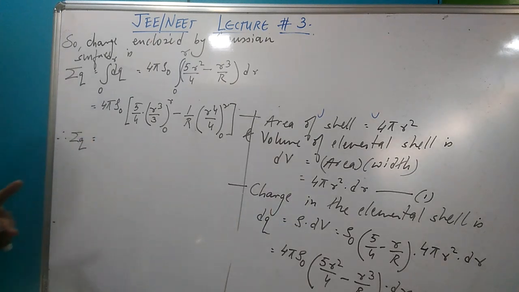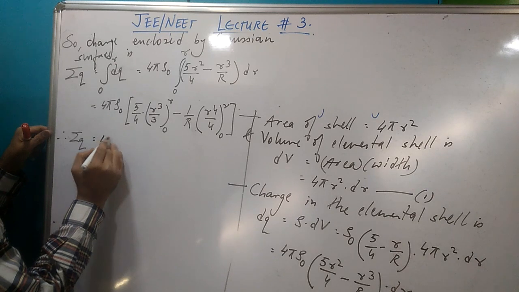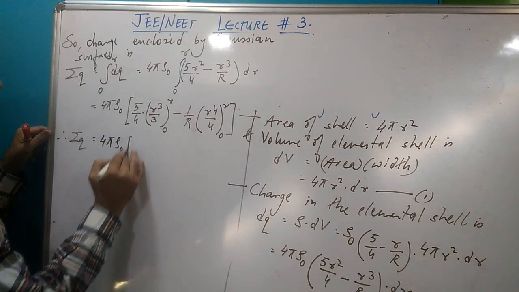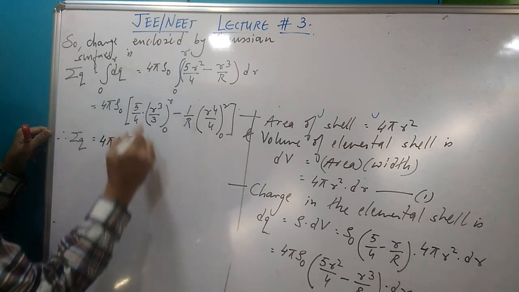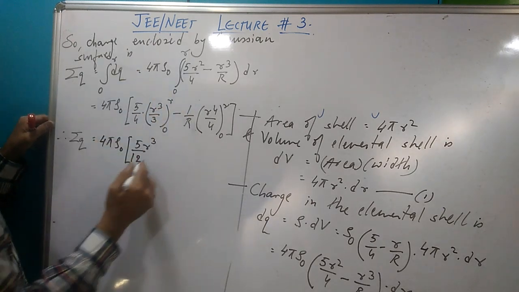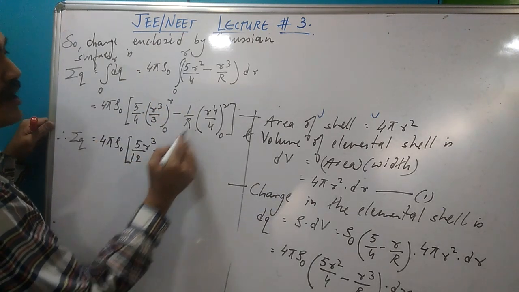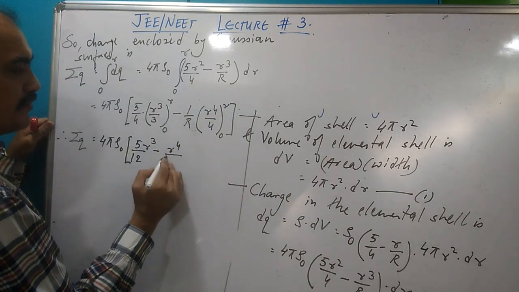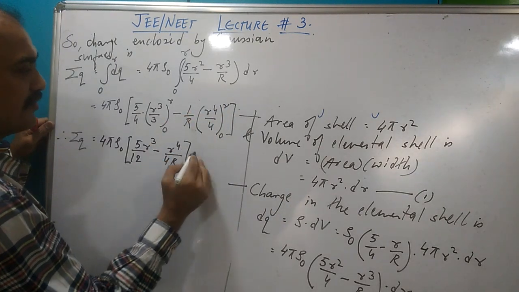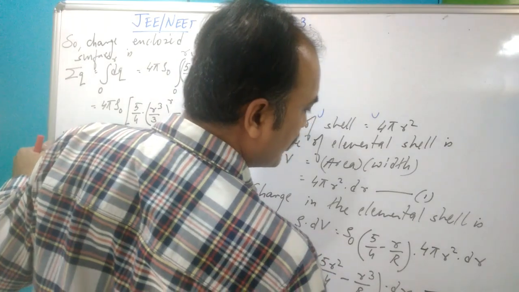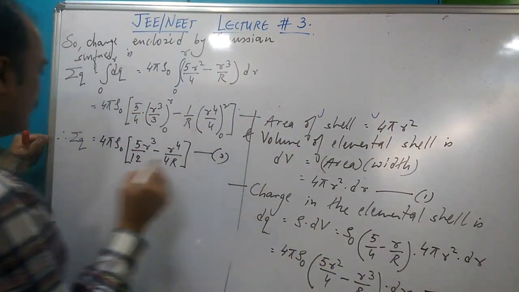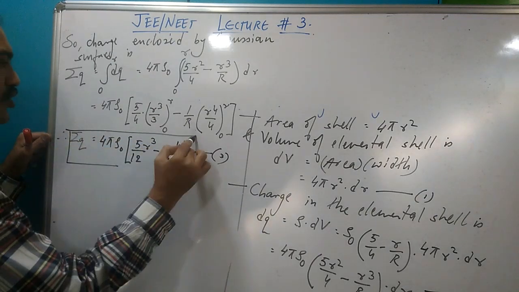What are we going to get? 4 pi rho 0. 5 by 4 times r cube by 3, that is 5 r cube by 12, minus 0 is going away. Minus r4 by 4r. This was equation number 2. This is equation number 3. This is my charge enclosed.